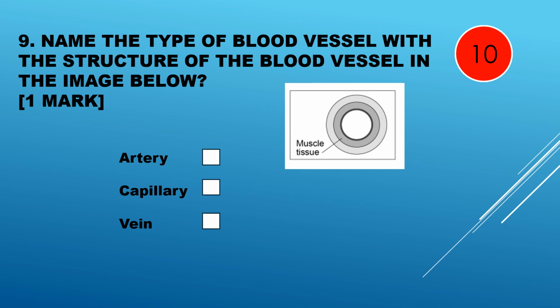Question 9. Name the type of blood vessel with the structure of the blood vessel in the image below. Is this an artery, capillary, or vein? It's an artery because it's got a thick layer of muscle tissue and a thick layer of elastic tissue.